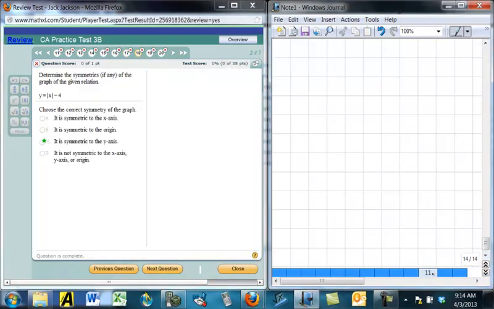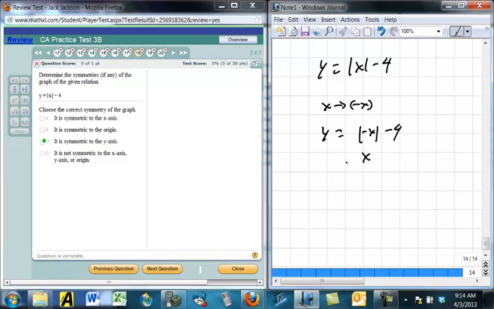Determine the symmetries, if any, of this graph. Y equals absolute value of x minus 4. Notice if we replace x by minus x, that's going to reflect over the y-axis. And when we do that, the absolute value of x is the same as the absolute value of minus x. So these are the same. So it has y-axis symmetry.